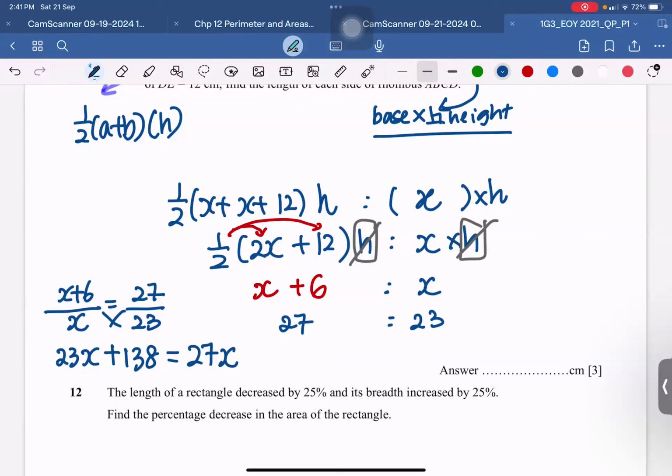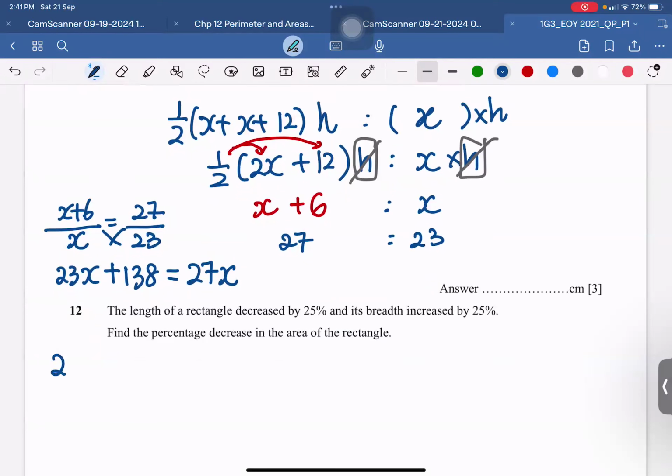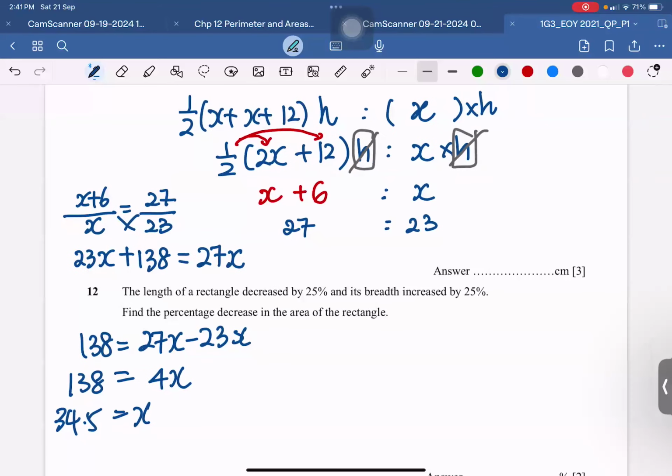Okay, then let us simplify our equation and solve this. I will get 27 and 138. This is 27x minus 23x to give me 4x. And x will be equal to 138 divided by 4, which is 34.5. How come it's so long? Okay, I do not know. Can y'all try and check whether you get something like that or not?